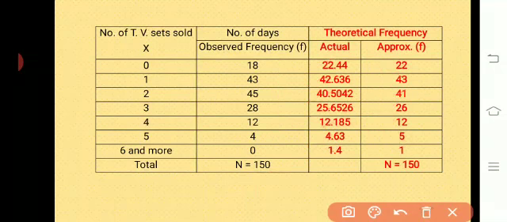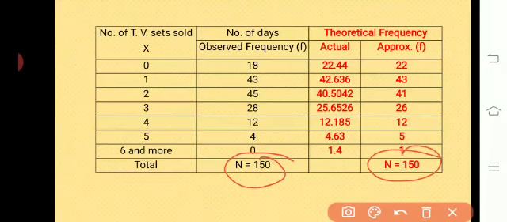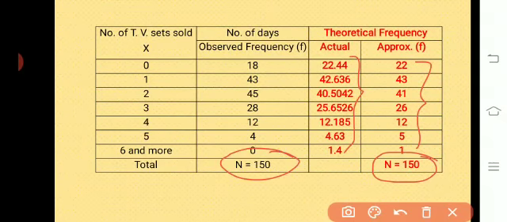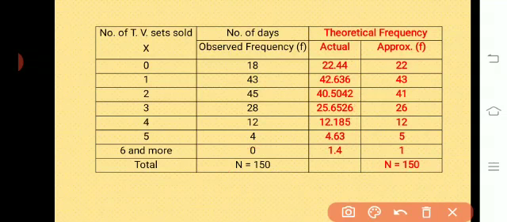Now we add these approximated theoretical frequencies, and you will get capital N equal to 150. You can observe the total observed frequency and total theoretical frequency are the same, 150. It means we have to approximate these theoretical frequencies such that the total theoretical frequency is equal to the total observed frequency. And that is the solution for the first example.